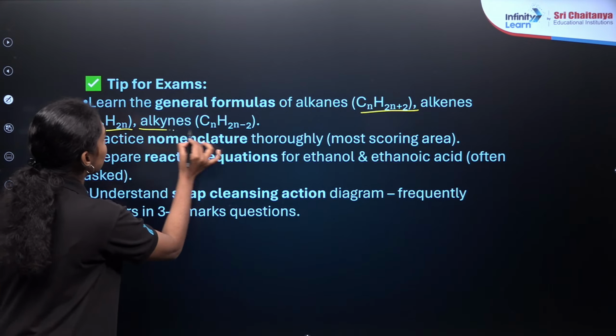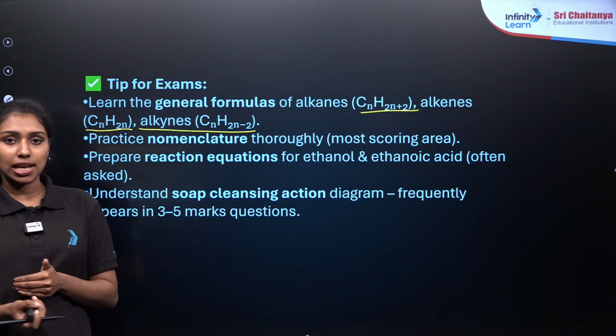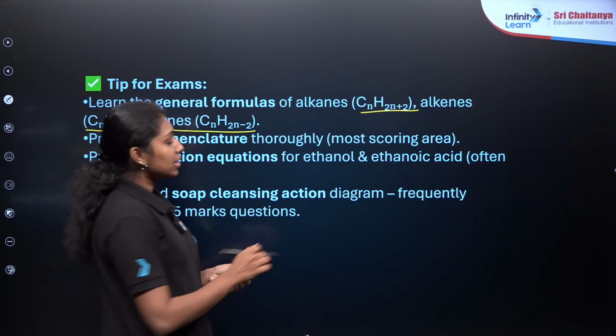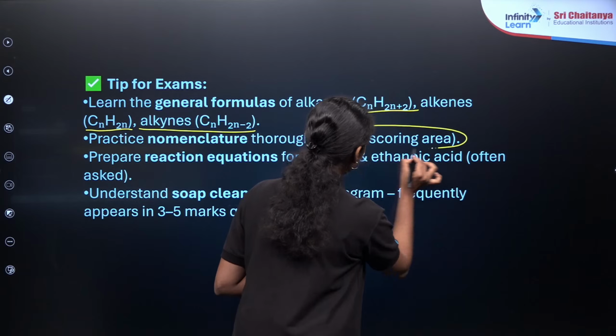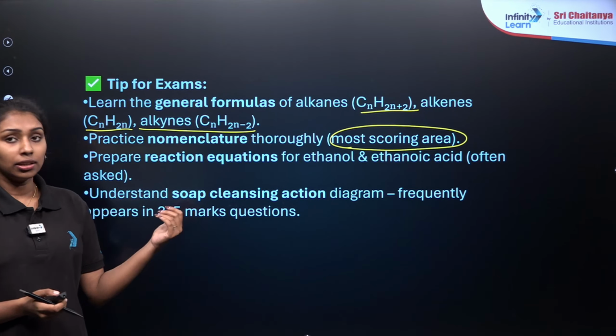Then for alkynes it will be CnH2n-2, right? So that you can identify whether it is a saturated hydrocarbon or an unsaturated hydrocarbon. Then practice nomenclature thoroughly. This is the most scoring area. So try to solve maximum previous year questions for the IUPAC naming of the compounds.